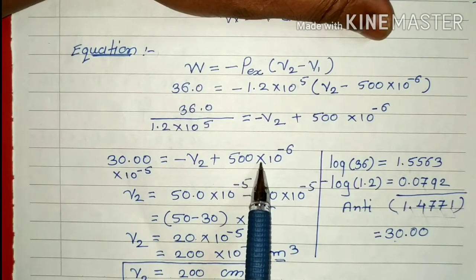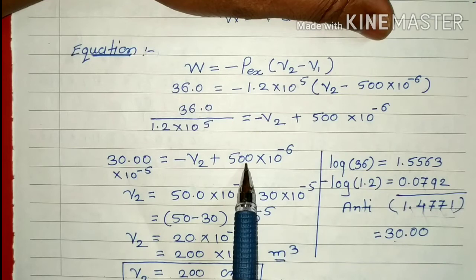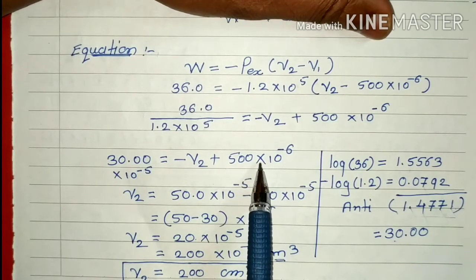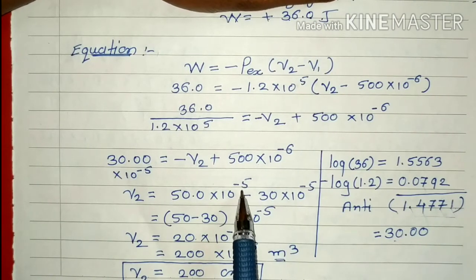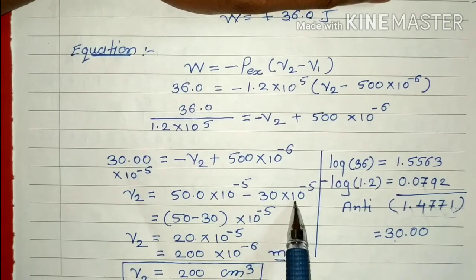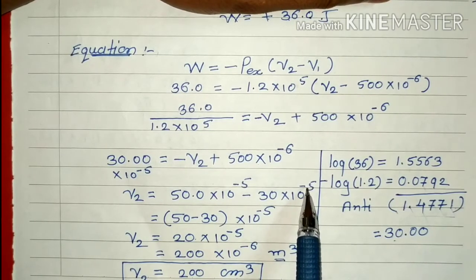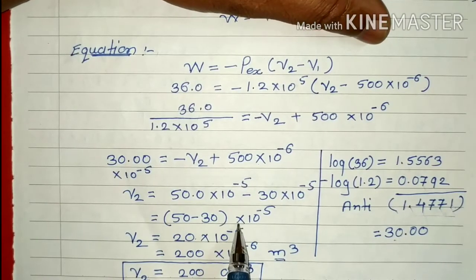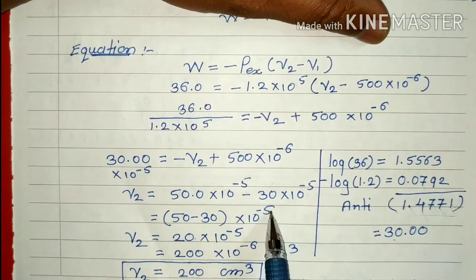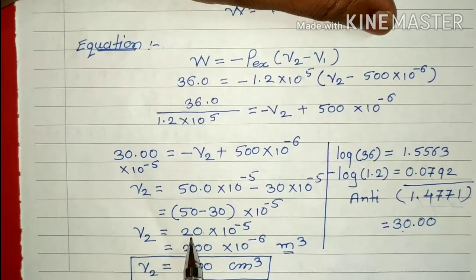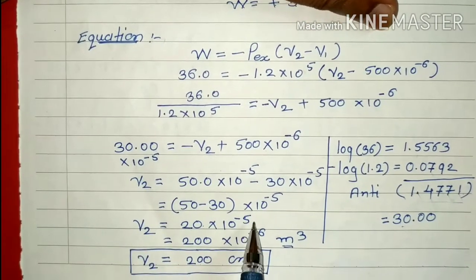We have to convert this 500 into 50 by multiplying by 10 raised to plus 1, so 10 raised to plus 1 minus 6 gives 10 raised to minus 5. So minus 30 into 10 raised to minus 5. 50 minus 30 is equal to 20. Here the term 10 raised to minus 5 is common. So V2 is equal to 20 into 10 raised to minus 5.